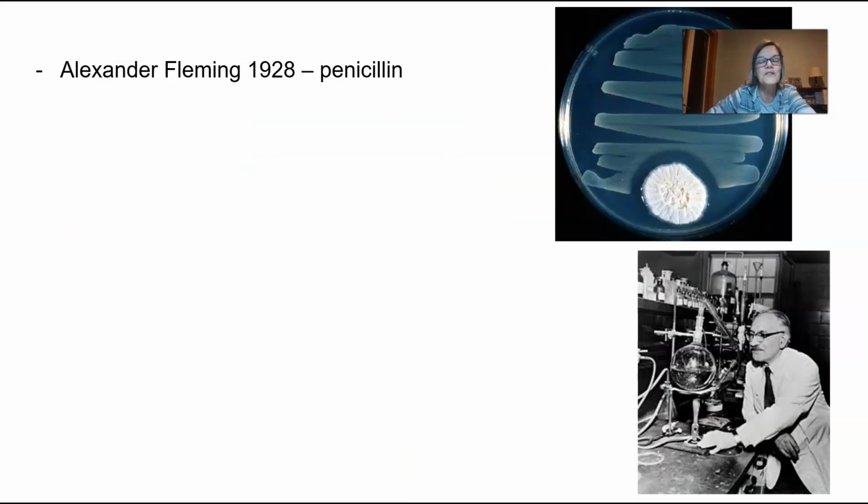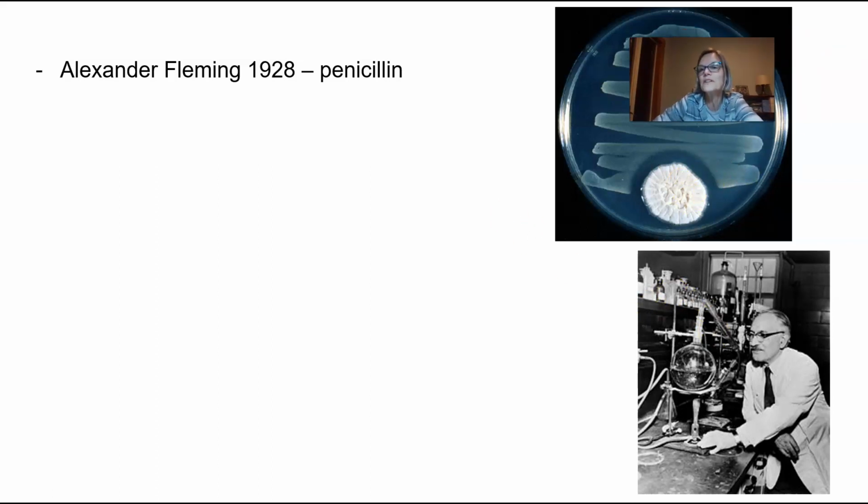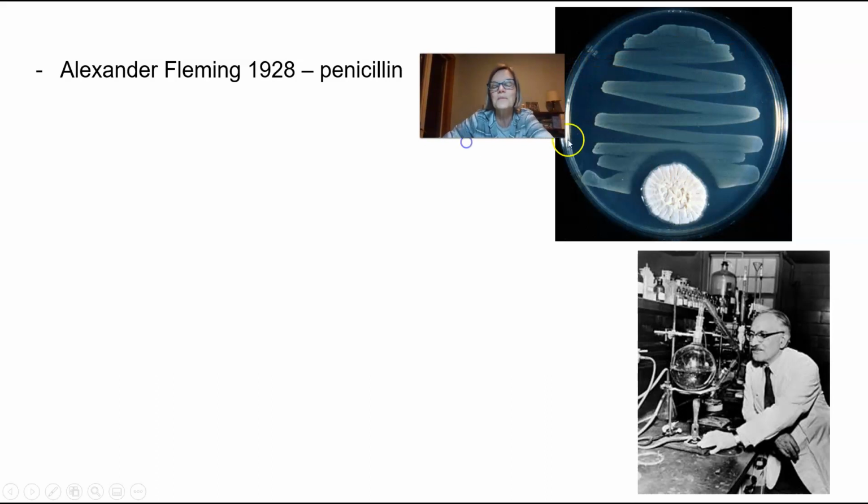But what happened in 1928? Good old Alexander Fleming saw that mold was inhibiting the growth of bacteria, and we came up with penicillin. So antibiotics came around. We started using them in the 40s around World War II.